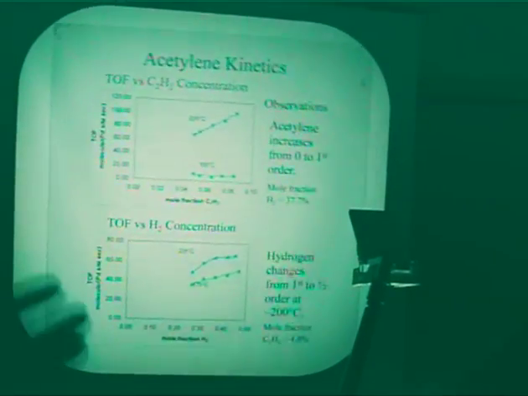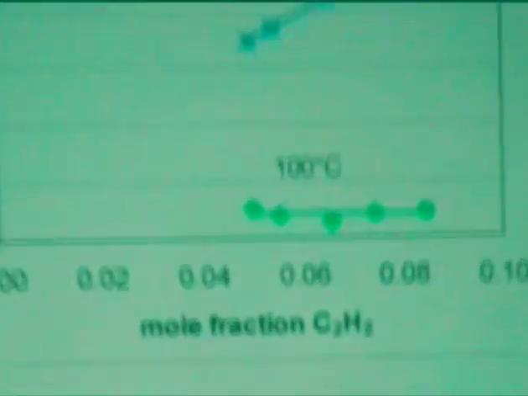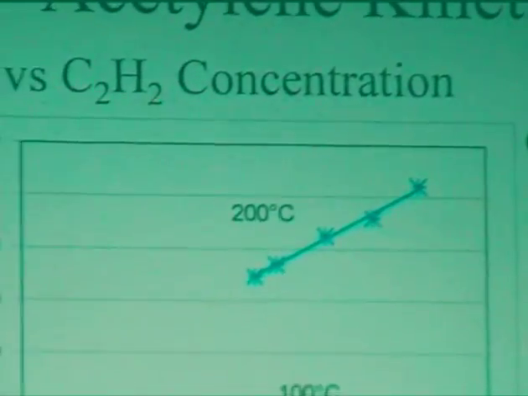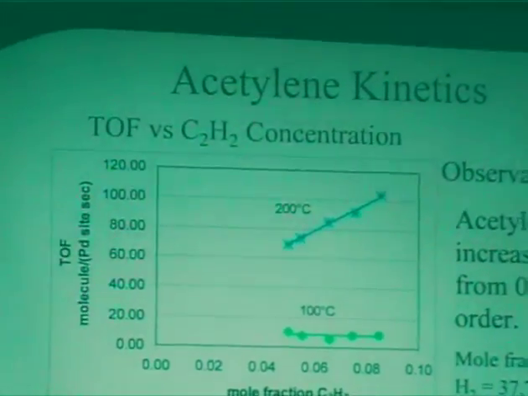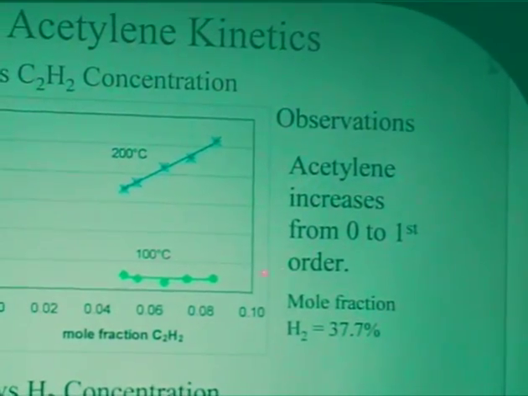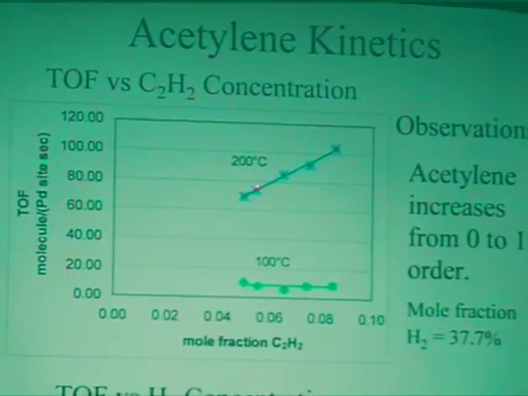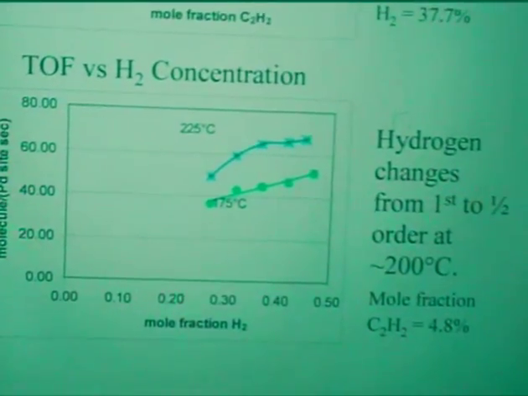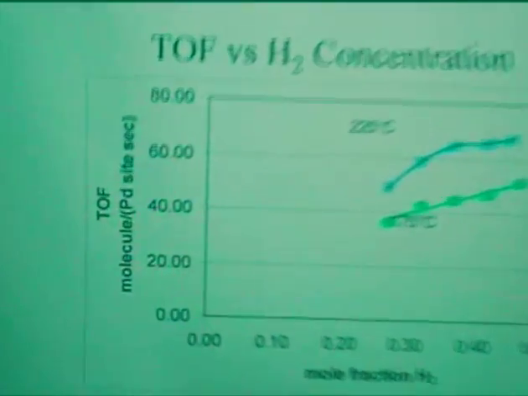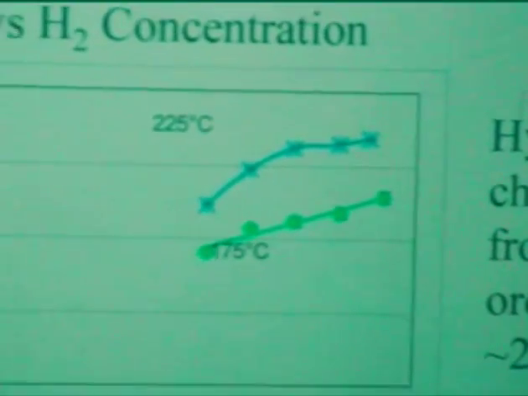So on to the acetylene kinetics. Now we took data from 100 to 225 degrees C, but I'm only going to show some of it because it becomes rather convoluted. And I'm just going to write down the observations. It's interesting to note that the order with respect to acetylene seems to increase from zero order at low temperatures to first order at high temperatures. And we can attribute that most likely to just an absorption phenomenon. As we increase the temperature, acetylene doesn't absorb as strongly on the surface, so that it appears to be first order.